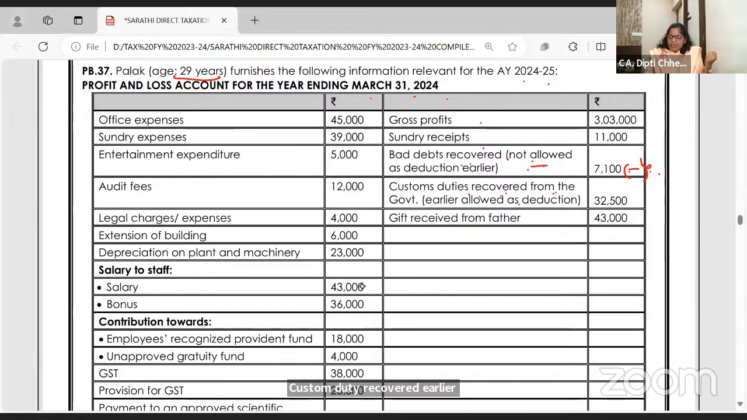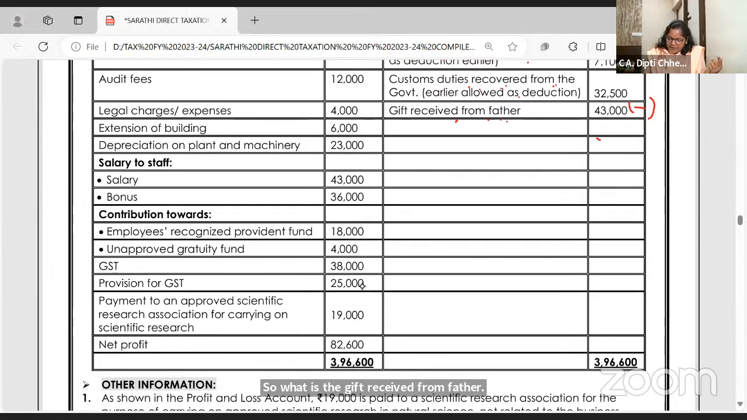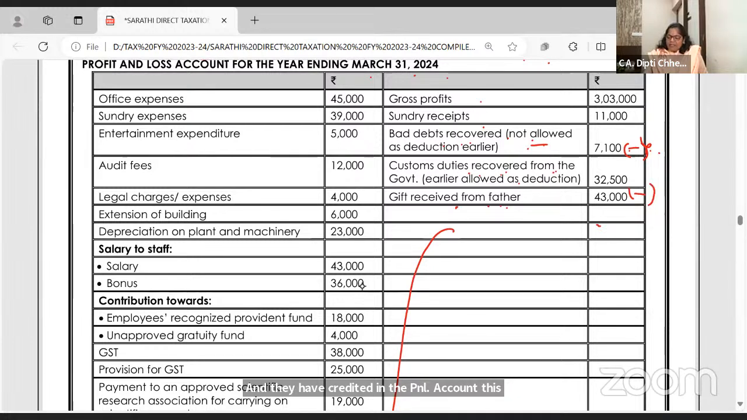Custom duty recovered, earlier allowed as deduction, now refunded. Nikal do. Gift received from father. Okay. So what is the gift received from father? 43,000. And they have credited in the P&L account. This 43,000 is having an impact here. But tell me, is gift received from father your income? No, it's a capital receipt. I can receive gift from my relative, but it's not income, so nikal do. Less.